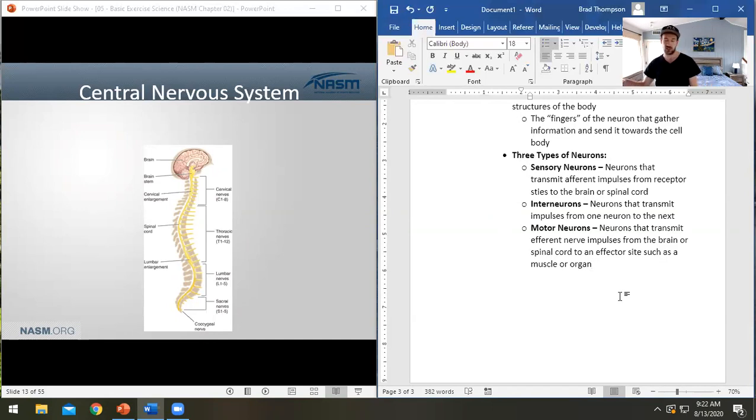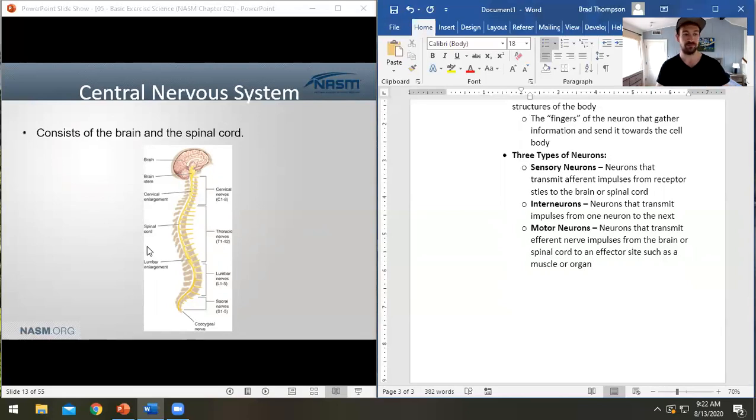And so it'll be a sensory neuron. We'll find out the information. Then it will go from interneuron to interneuron to interneuron until eventually it gets to the brain. The brain will interpret that information, and then it will say, okay, here's the response. And so then it will go from interneuron to interneuron to interneuron until eventually it hits a motor neuron and executes the appropriate response to get you back to neutral.